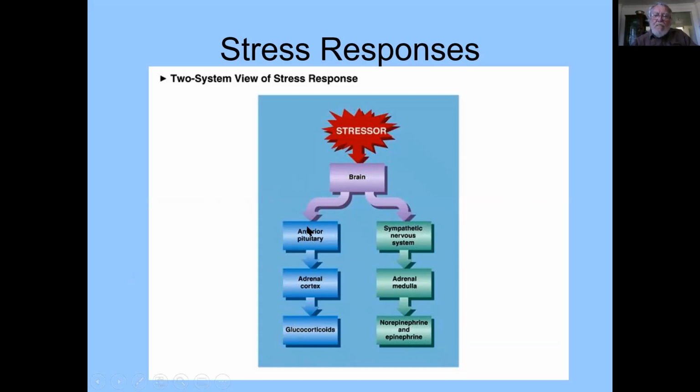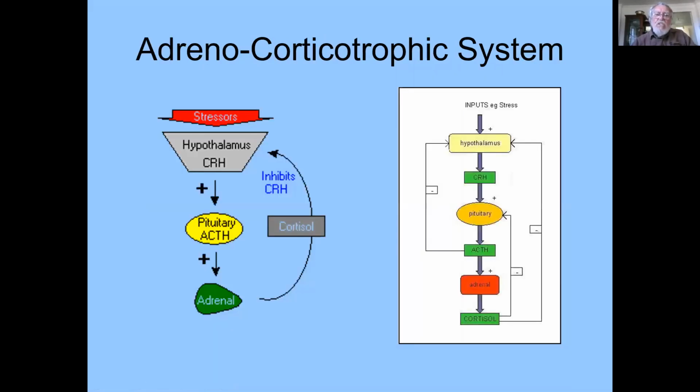The brain works on the anterior pituitary, which then works on the adrenal cortex, which ends up with the release of glucocorticoids. The second branch is that the brain influences the sympathetic nervous system, which then mediates the adrenal medulla, which ends up with the release of norepinephrine and epinephrine. So let's start to look at the adrenocorticotropic system.